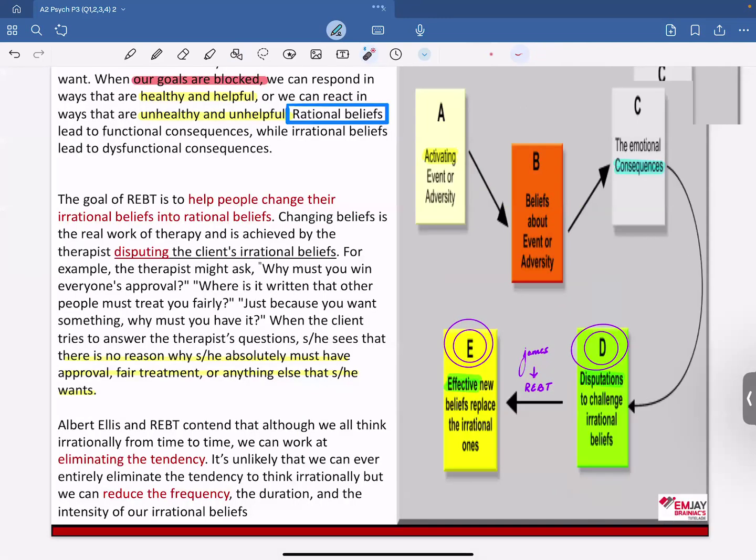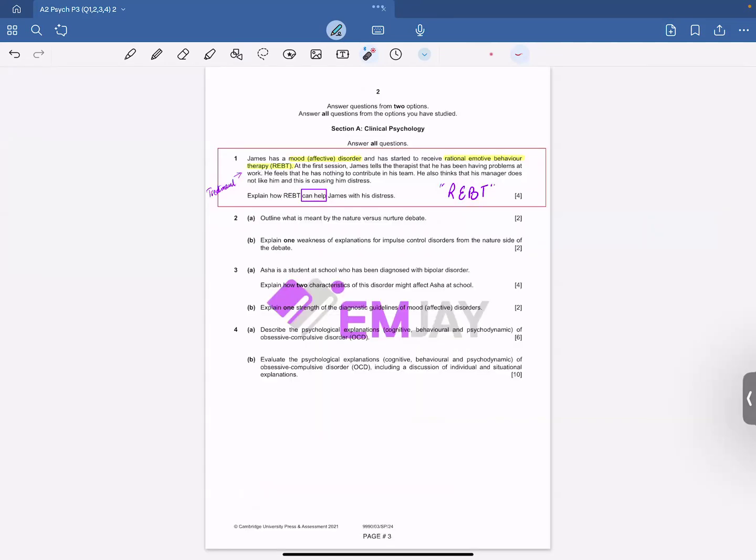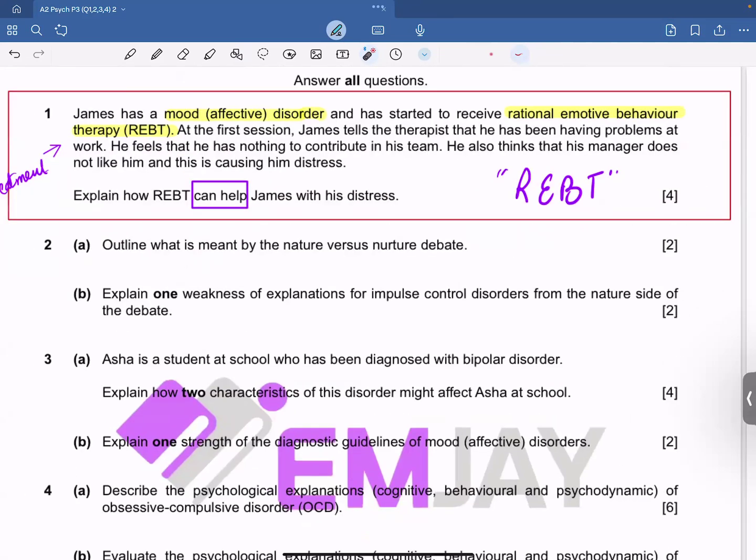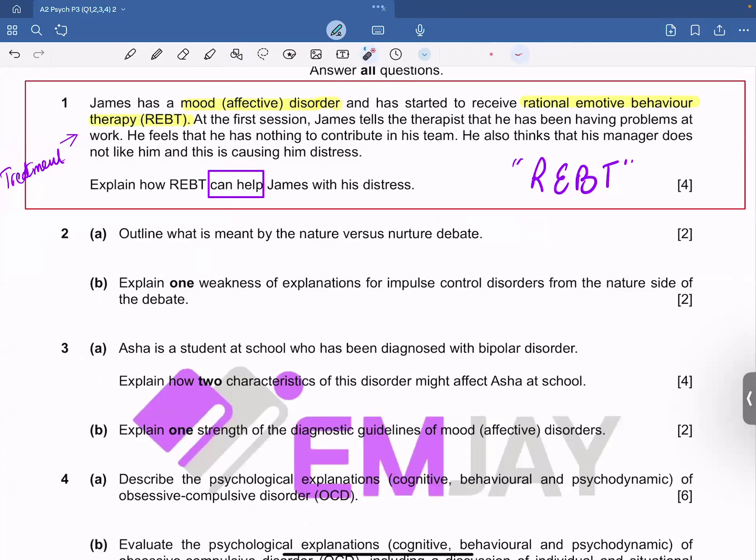Taking this ahead, if I show this question to you again: James has a mood disorder and has started to receive rational emotive behavioral therapy. At the first session, James tells the therapist that he has been having problems at work. He feels that he has nothing to contribute in his team and also thinks that his manager does not like him, and this is causing him distress. Explain how rational emotive behavioral therapy can help James with his distress. Now, for the helping part, remember D and E is required.